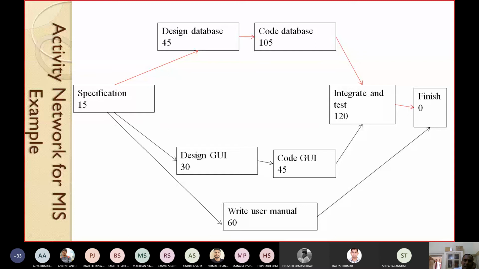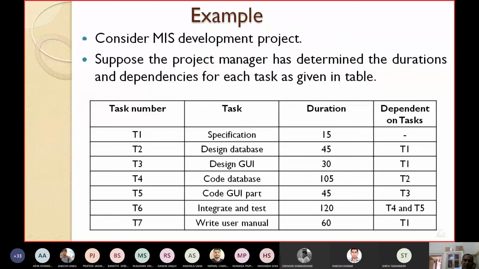Then what can be started after T2? I have to see, T2 is the predecessor for which one? Code database. That means after T2, T4 can be started. Similarly, T3 is the predecessor of which one? T5. So after T3, T5 can be started. That we have already shown here. T3 is design GUI, T5 is code GUI.